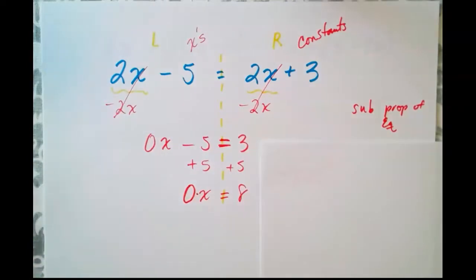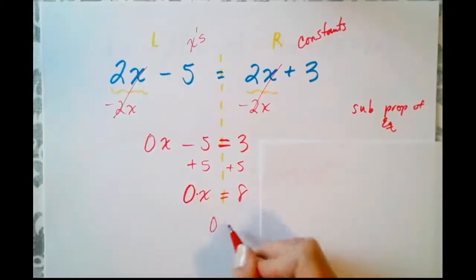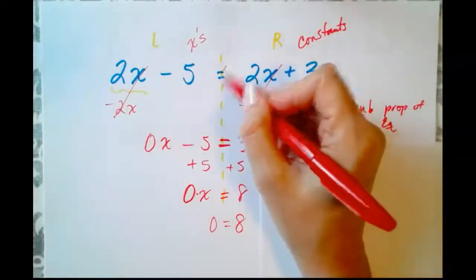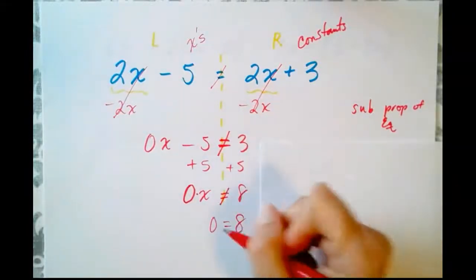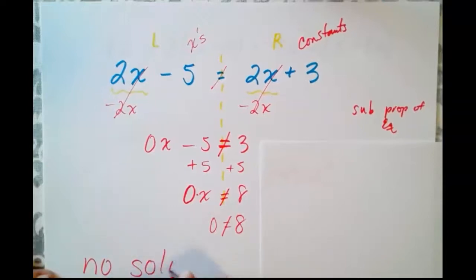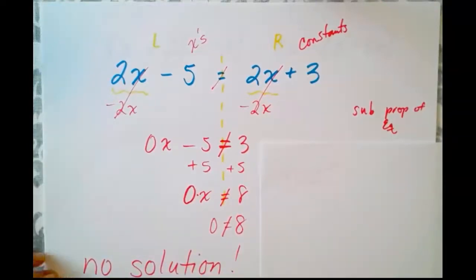Is there any number that we can multiply to 0 that will ever make this true? No. Because no matter what we plug in for x, it's going to get multiplied to 0, and no matter what, it's going to be equal to 0, and 0 is never going to be equal to 8. So what we're seeing here is that this left-hand side is never going to weigh the same as the right-hand side. There is no way to make this equation balanced. Therefore, there is no solution to this equation.